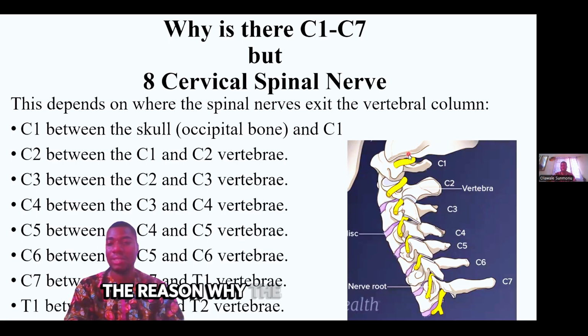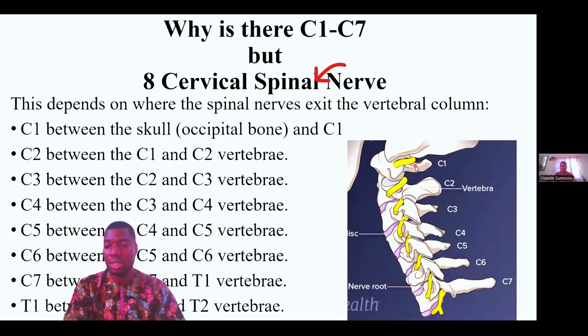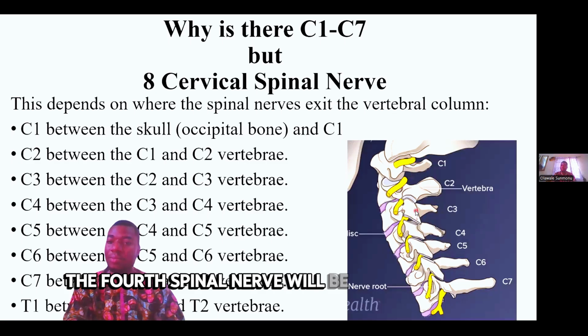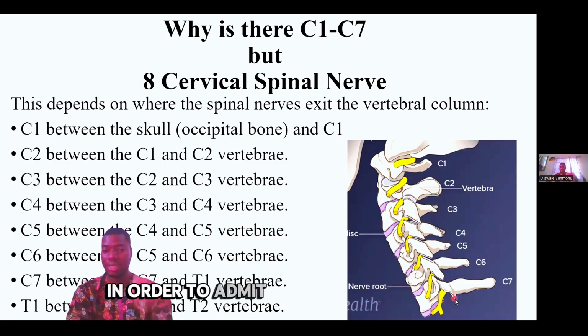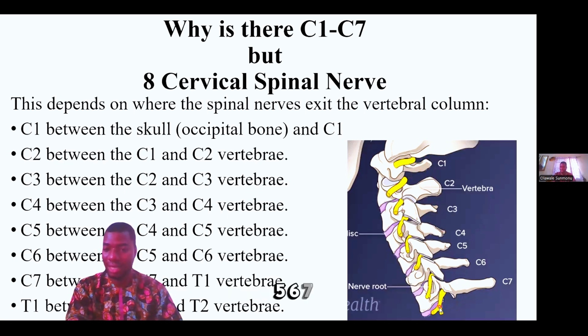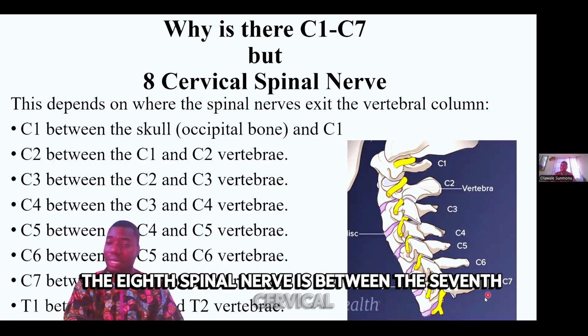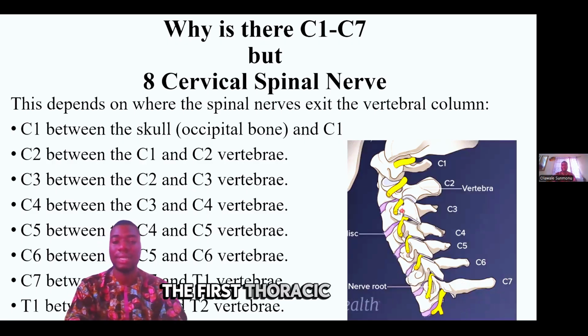The reason why the body is able to have 8 cervical spinal nerves and 7 cervical vertebrae is because the first spinal nerve arises from above the first vertebra, below the skull. Then the second will be between the first cervical bone and second bone. So the third spinal nerve will be between C2 and C3 bone. The fourth spinal nerve will be between C3 and C4 bone. So that continues in order to admit the 8 spinal nerves. So if we count the number of nerves, 1, 2, 3, 4, 5, 6, 7, 8. The 8th spinal nerve is between the 7th cervical and the first thoracic. And the first thoracic nerve will now be below the first thoracic vertebra.